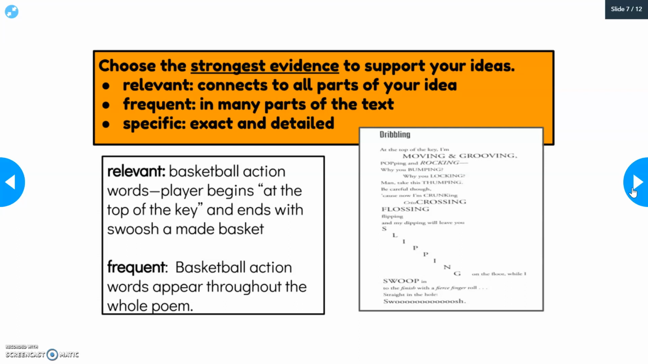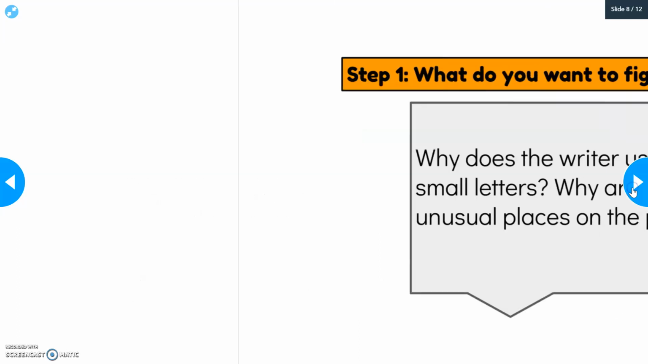And so the evidence that I chose that is relevant connects to all the parts of my idea, that the reason the author did this is to mirror Josh playing a basketball game, okay? Because of the basketball action words that he uses, right? The player begins at the top of the key and ends with the swoosh when he made the basket, right? More evidence that I could collect that is frequent, in many parts of the text, right? Are all of the basketball action words that appear in the whole poem, okay? So now I have tons of evidence to support my inference.